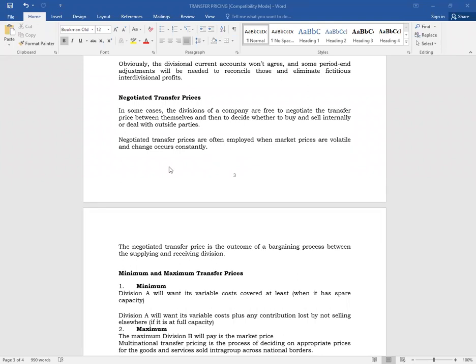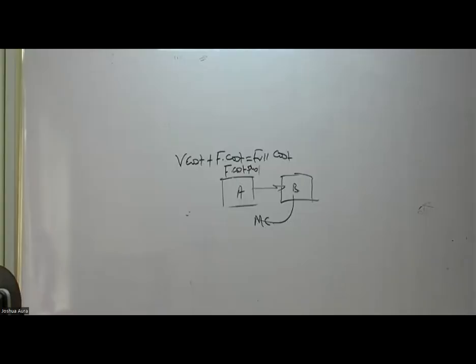Right, great. Ladies and gentlemen, if you're asked here to describe four methods of setting transfer prices, which methods will you be able to quote very fast?